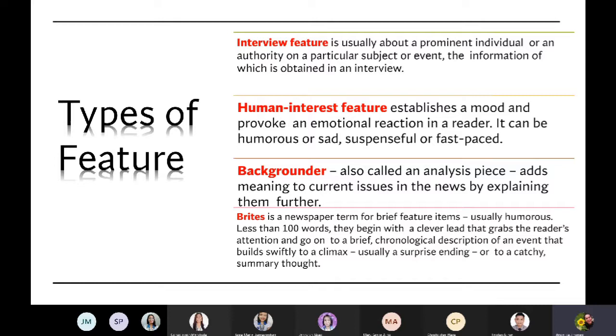So, brights, backgrounder, human interest, and interview feature. So, there are 8. I presented you 8. Here are some of the examples.